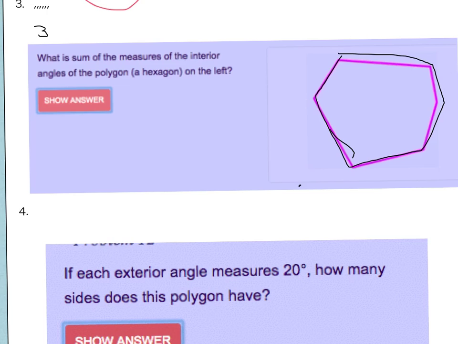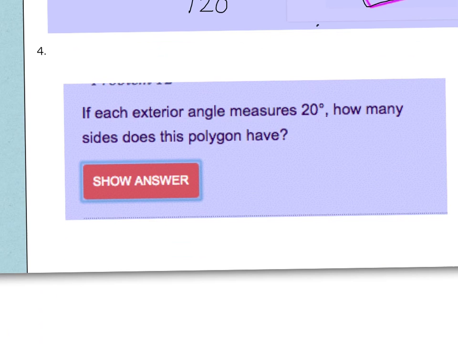So we can go ahead and say that 6 minus 2 times 180 will give us the sum of the measures of the interior angles, which will give us 4 times 180. And we know that 180 times 2 is 360, so if you double that, you will get 720 degrees, and that is our answer.